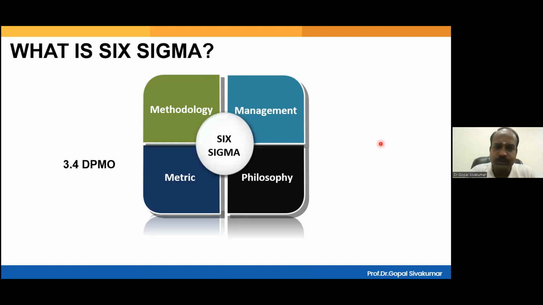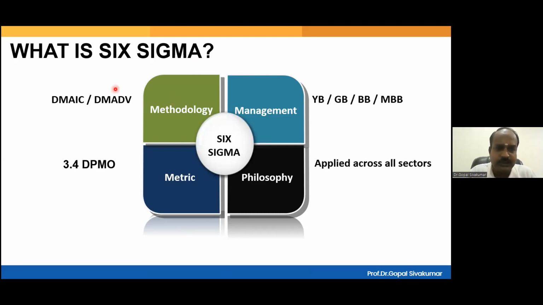So this can be used in any business, in any product, any service. So we call it metric. We call it methodology because there are two methodologies, one for improvement, one for development. For improvement, because you already have something and you have a problem, you improve. You have nothing, but you want to introduce something new. That is called development. For development, you have DMADV. For improvement, you have DMAIC. Define, measure, analyze, improve, control.